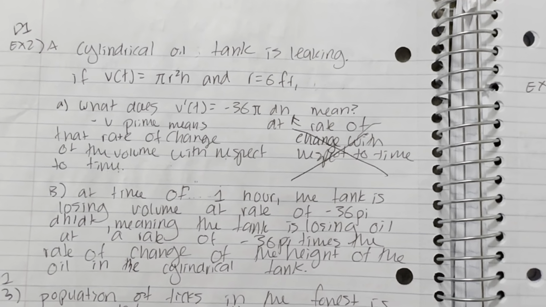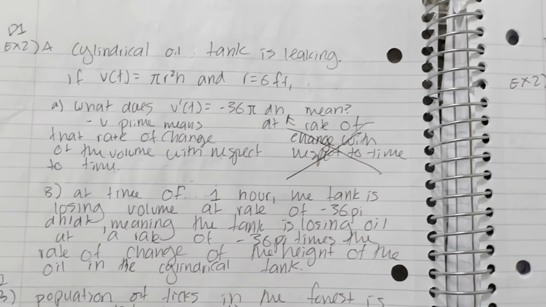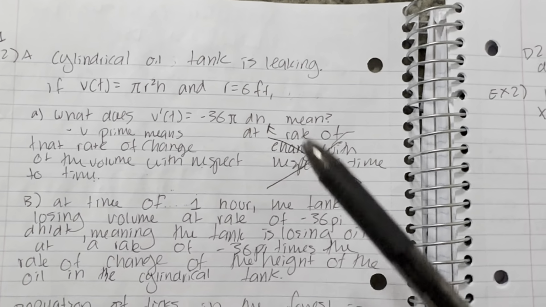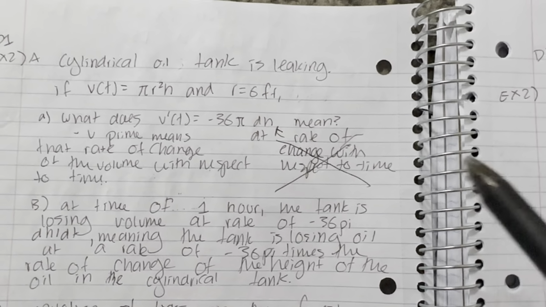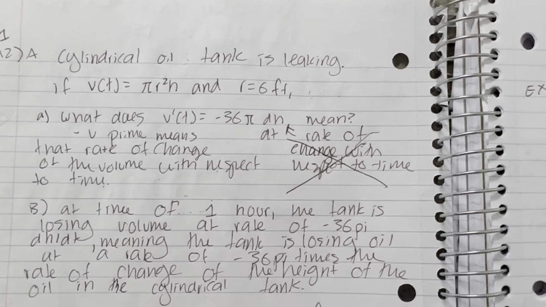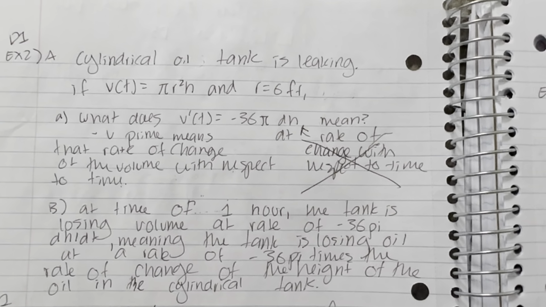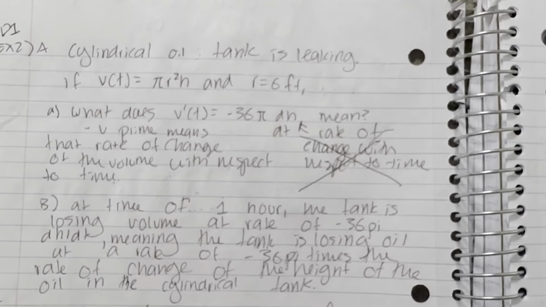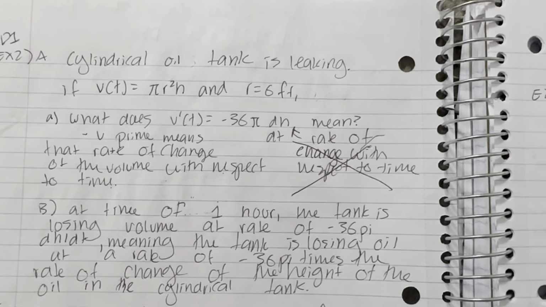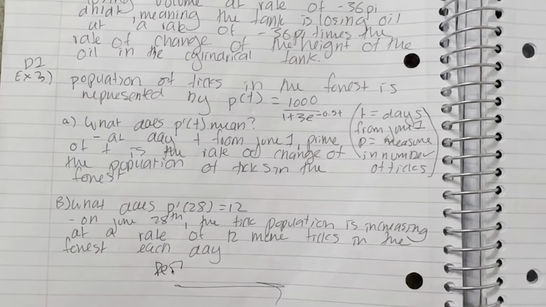dh/dt, so with respect to time. So this means that the tank is losing oil at a rate of -36 pi times the rate of change of the height of the oil in the cylindrical tank. So we basically use 1 hour to demonstrate the rate of change with respect to time. And on to the next example.